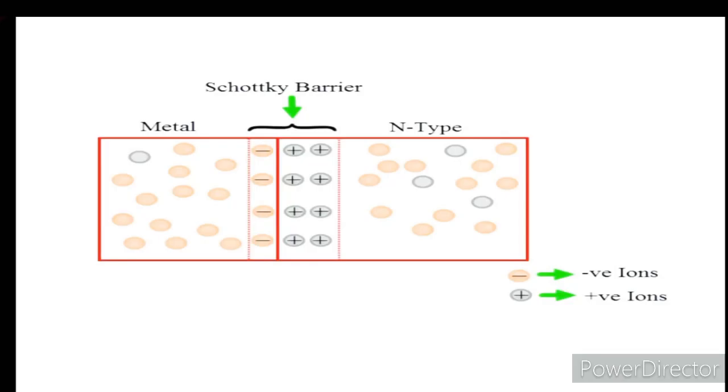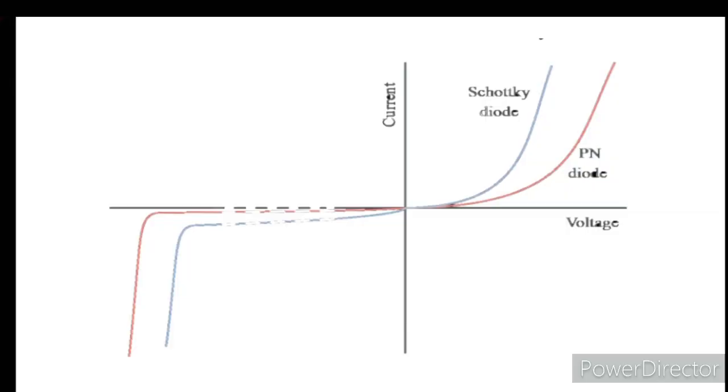IV characteristics of the Schottky barrier diode. The IV characteristics of the Schottky barrier diode are shown in the figure. The forward voltage drop of the Schottky barrier diode is very low compared to the normal PN junction diode. The forward voltage drop ranges from 0.3 volts to 0.5 volts when the Schottky barrier diode is made of silicon.